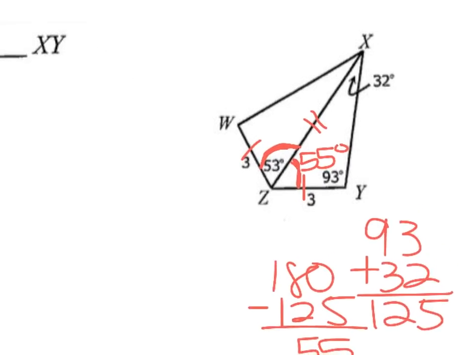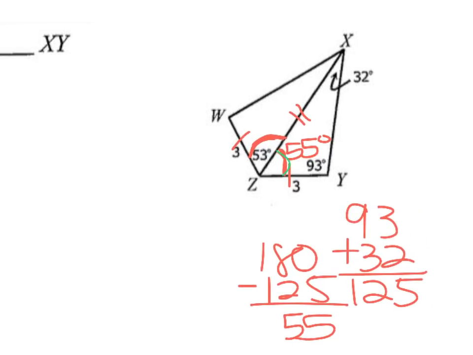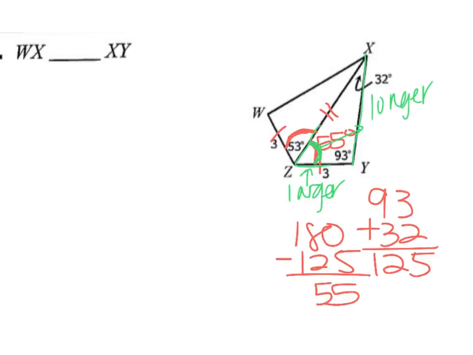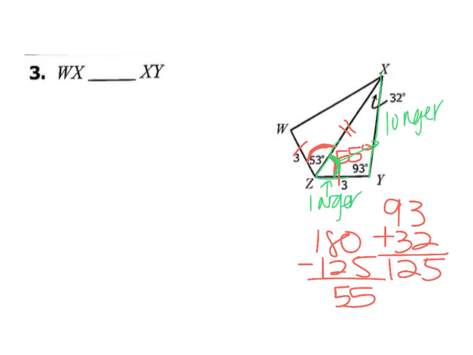Now because this angle right here, angle XZY, is greater than angle XZW, that means that this side is longer. So XY has to be the longer side because angle XZY is the larger angle. So the larger angle is opposite the longer side. So we would say that XY is greater than WX, or WX is less than XY.